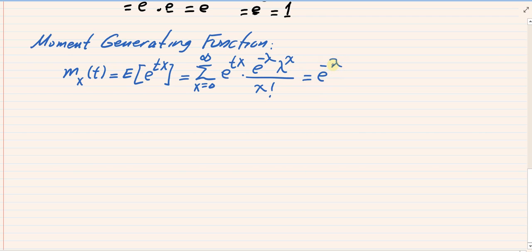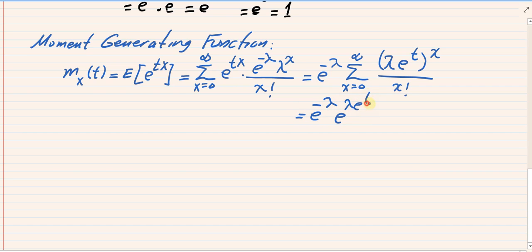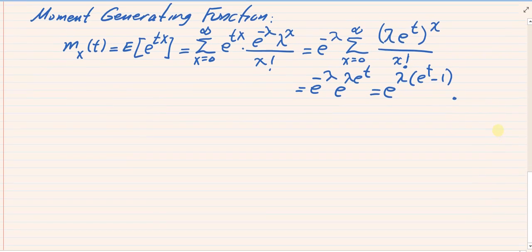Again, I can bring e to negative lambda outside of the summation, make this go from 0 to infinity, and then combine my e to tx and lambda to the x. This is going to be simply lambda e to t, to the power of x. In other words, I combined these two factors, and then divided by x factorial. Again, this is the Maclaurin series for the expansion of e to lambda e to t. We can write it as e to the factor lambda, we get e to t minus 1. So this is the moment generating function for the Poisson distribution.